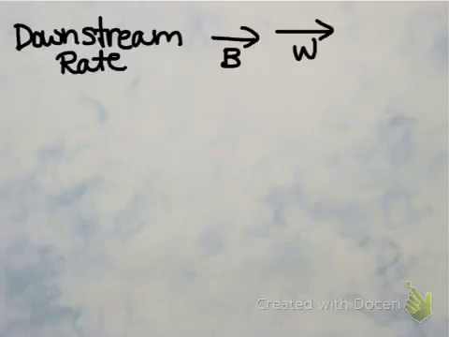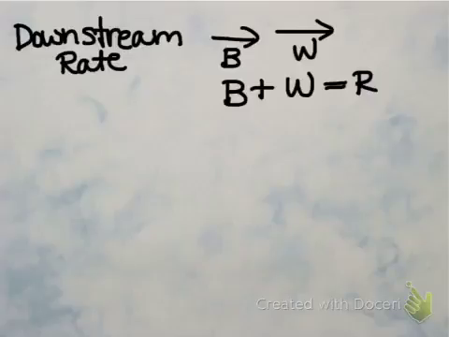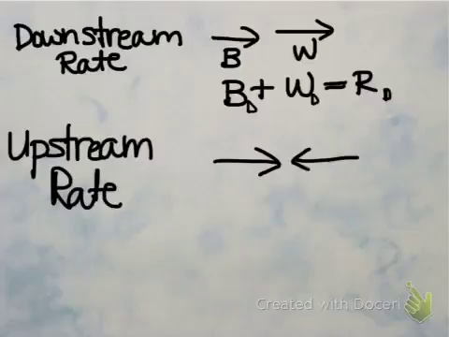So in all boat in the river problems, you have a downstream rate where the boat and the water are traveling in the same direction, so it goes faster, and so that is boat plus water. The rate of the boat plus the rate of the water. So then we have our upstream rate, and that's when they're going against each other.